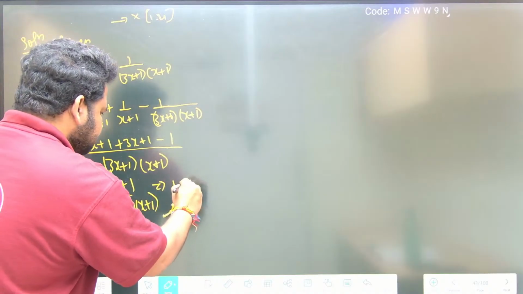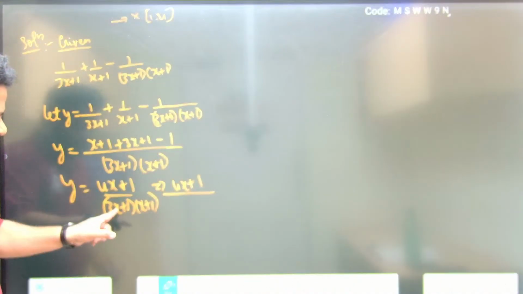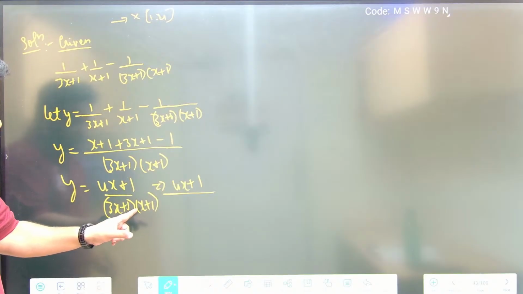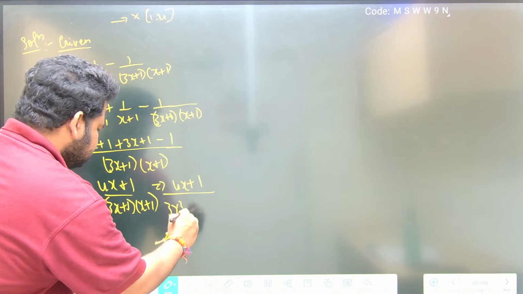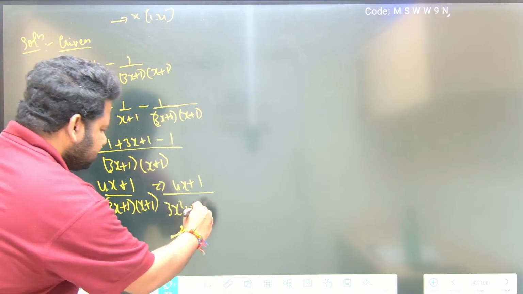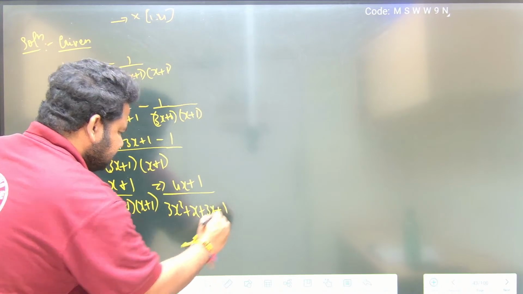4x plus 1 divided by, if I multiply this, 3x plus 1 into x plus 1. So x into 3x is 3x square, plus x, plus 1 into 3x plus 1 is 3x plus 1. This is what I will be having.